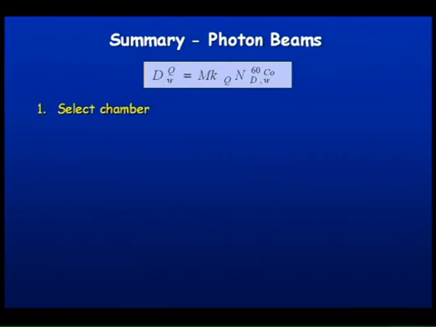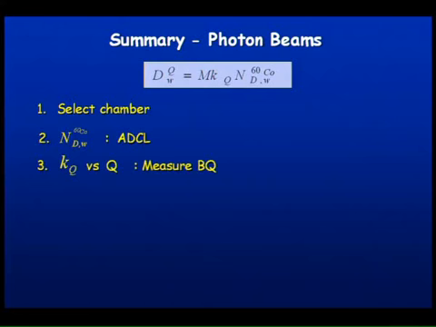So the first thing when you're ready to calibrate your 6 MV or 18 MV beam or an electron beam, we're talking about photons here, what you do is select your ionization chamber. Then you need to get NDW cobalt-60 for your chamber. What you do is send it to an ADCL. And they provide you an NDW cobalt-60 for your chamber.